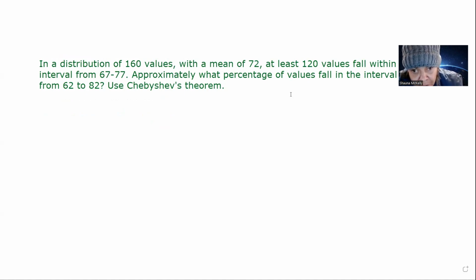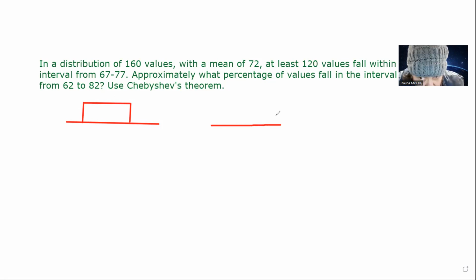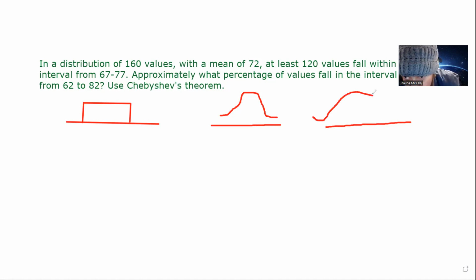Chebyshev's theorem is more conservative because it doesn't matter what shape the distribution has. I could have a uniform distribution, for those of you who remember or might have seen that before. I could have a bell curve, maybe approximately bell-shaped like this. I could have another distribution that's skewed like that, for example. It doesn't matter. With Chebyshev's theorem, the shape doesn't matter. It's more conservative in that sense.